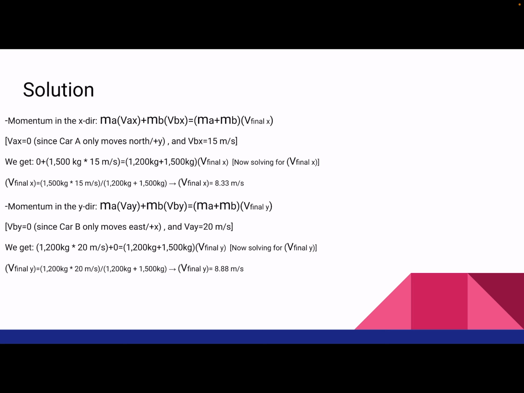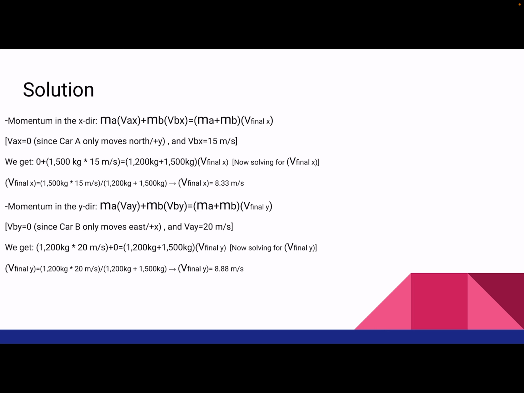The velocity of car A in the x direction is 0 because it only travels due north, or the plus y direction, so there's no contribution in x, which leaves us with the velocity of car B in the x direction to be 15 meters per second. Once we plug all that in, we solve for the final velocity in the x direction, which gives us 18.33 meters per second.